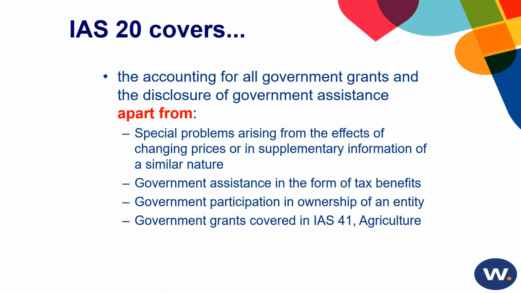IAS 20 is a standard which governs the accounting for all government grants, as well as the disclosure of government assistance. There are, however, a few items which are not included in the scope of IAS 20. These items are things such as government assistance which may occur in the form of tax benefits, such as income tax holidays, investment tax credits, accelerated depreciation allowances, as well as reduced income tax rates, just to name a few. Government participation in the ownership of an entity is also excluded.